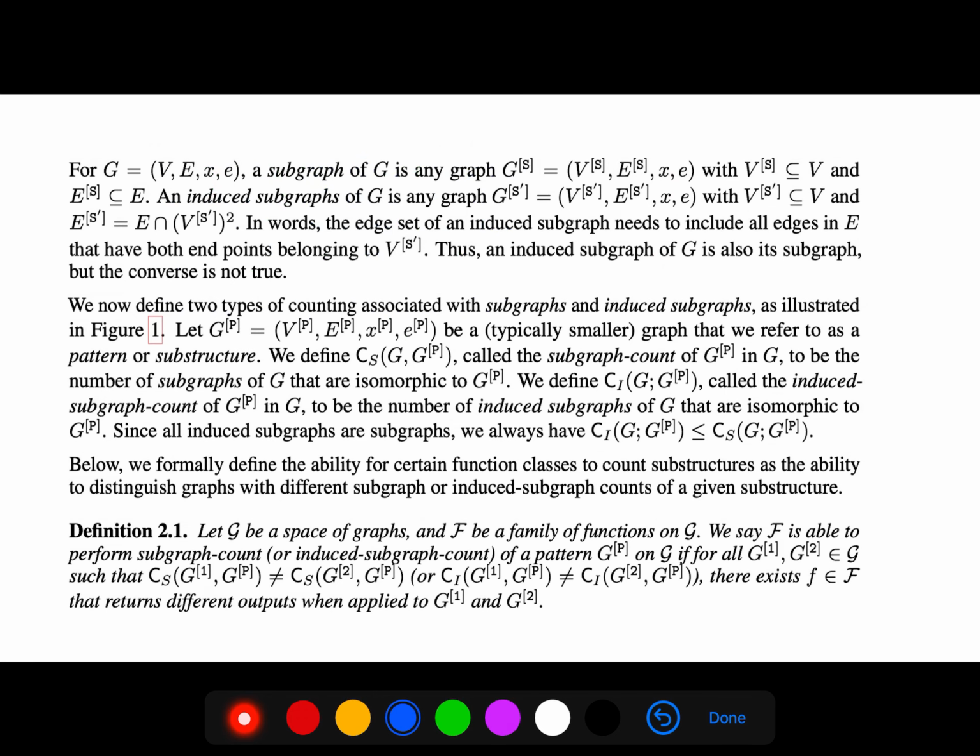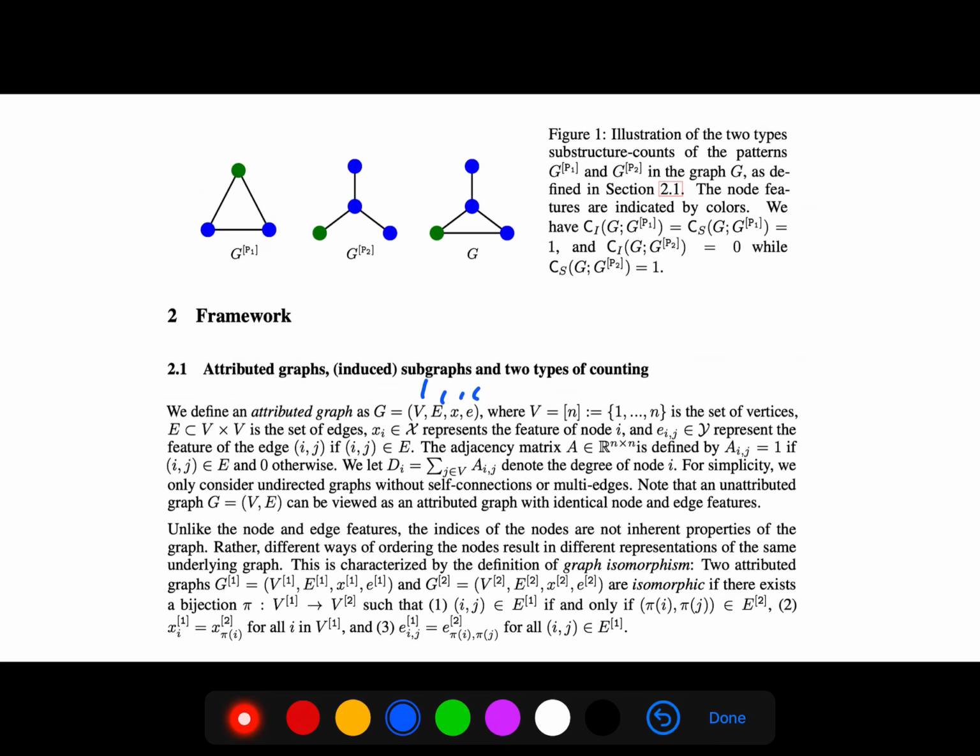We define two types of counting associated with subgraphs and induced subgraphs. In this figure, you see that there are two types of substructures.